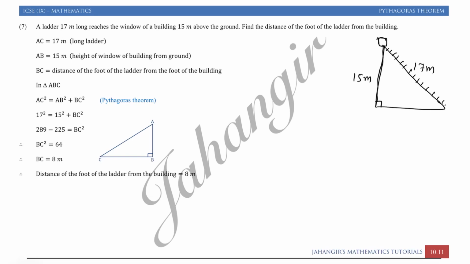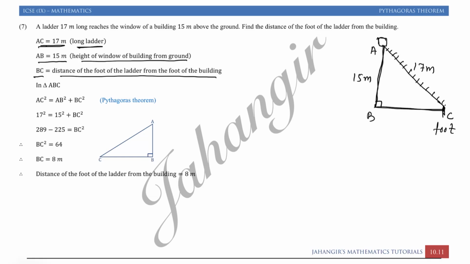Building's wall and ground are always perpendicular to each other. Find the distance of the foot of the ladder. This is the foot of the ladder. Foot of the ladder from the building, what is the distance? So let's name it as ABC. So I can write AB is equal to 15 meter, height of the window of the building from the ground. AC is equal to 17 meter, which is the long ladder, and BC is the distance of the foot of the ladder from the foot of the building.